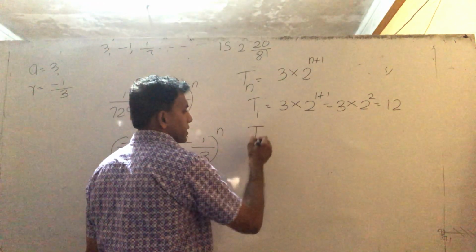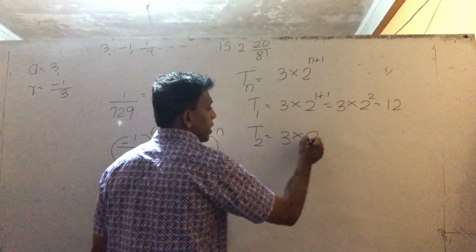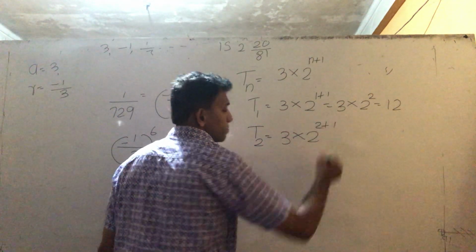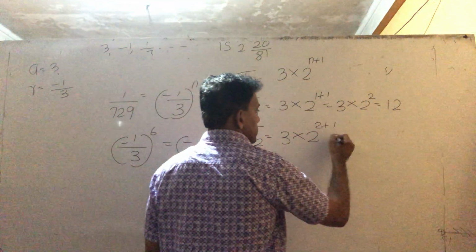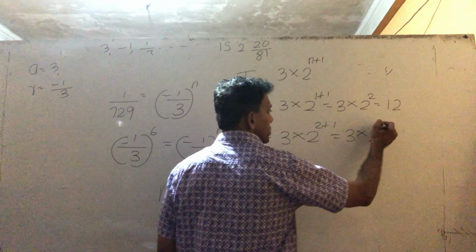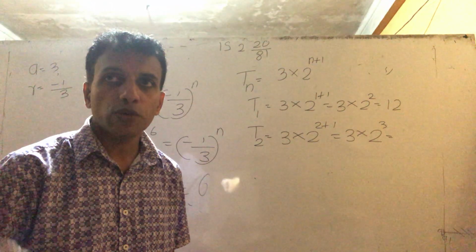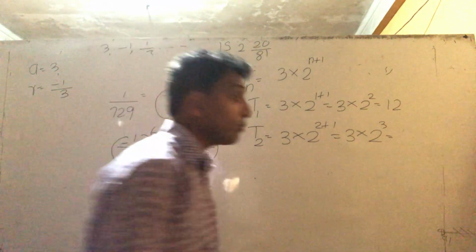Put n for 2, second term: 3 times 2 to the power 2 plus 1. So what is that? 3 into 2 to the power 2 and 1, 3. What is 2 to the power 3? 2 into 2 into 2 is 8. 8 times 3, 24.